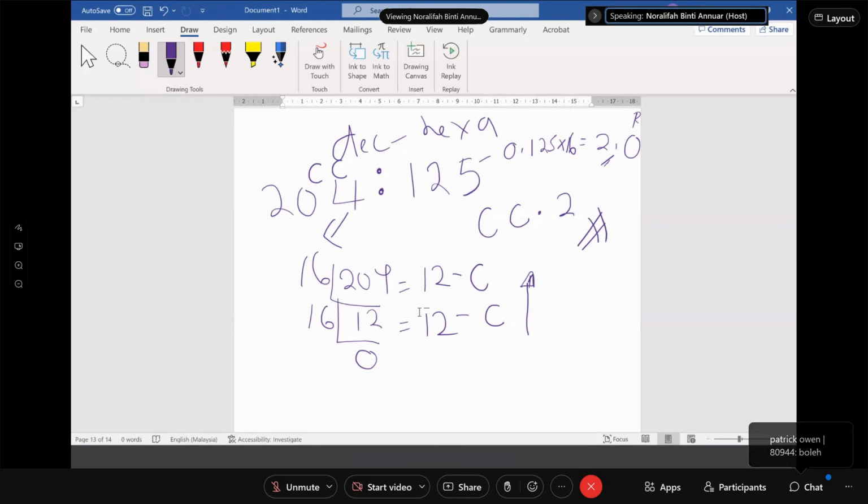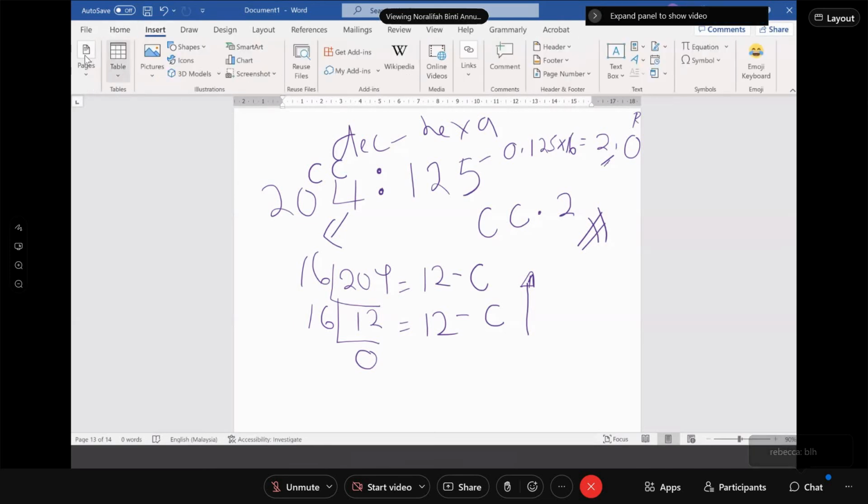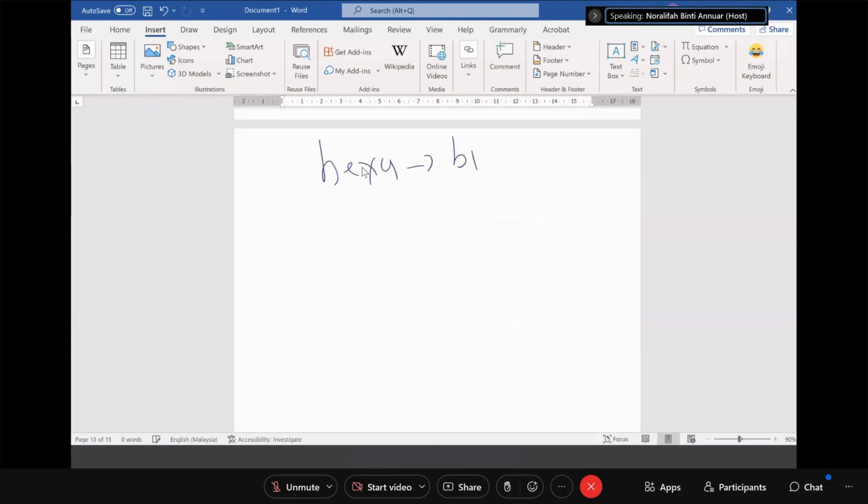Okay, thank you Patrick. Okay, now hex to binary. Method dia sama je. Basic dia is the same. Cuma you betul-betul you kena practice, you kena buat latihan. Otherwise, it's easy for you to make a silly mistake. Hexa to binary. Okay, now it's hexa to binary. Okay, so base 16 to base 2.